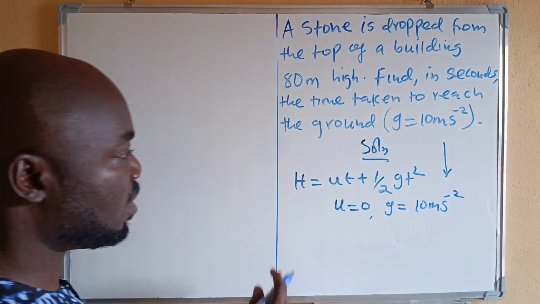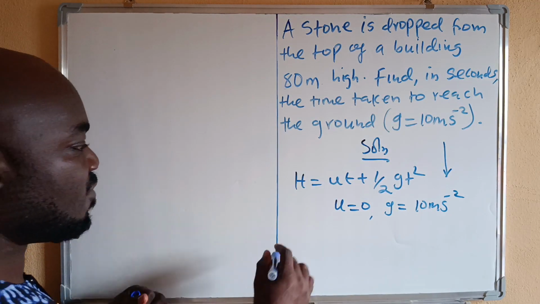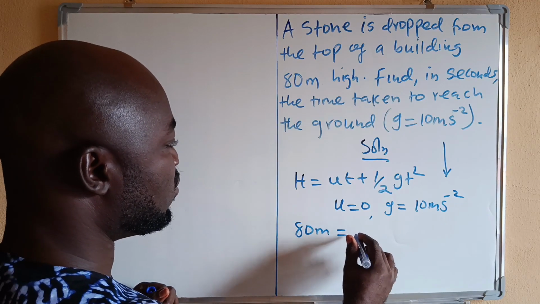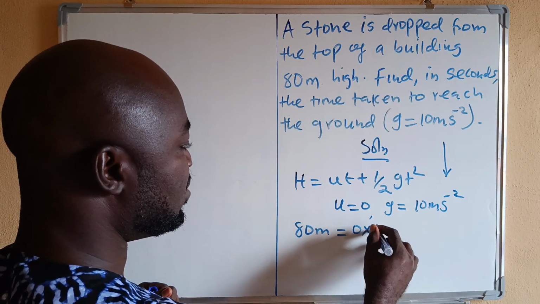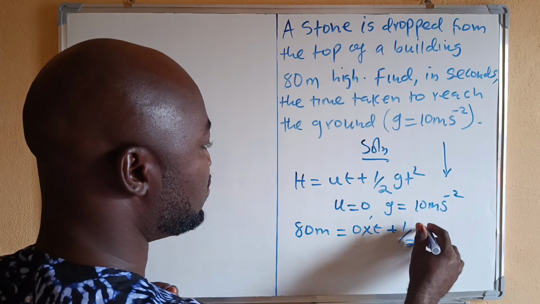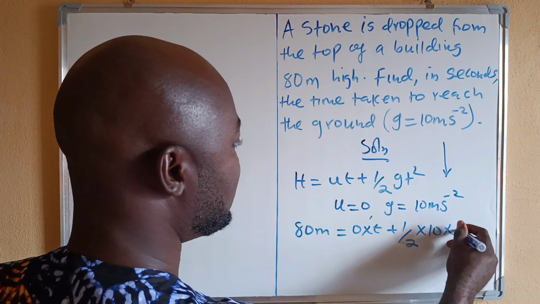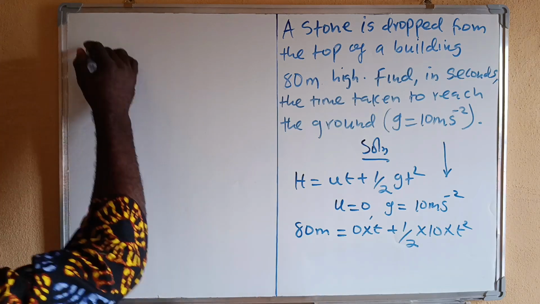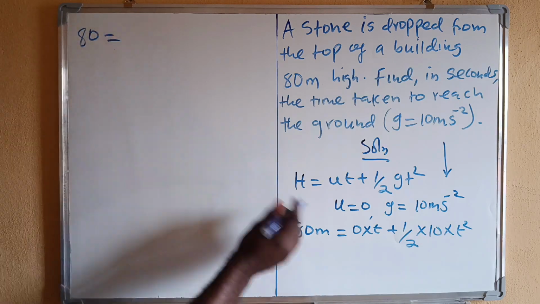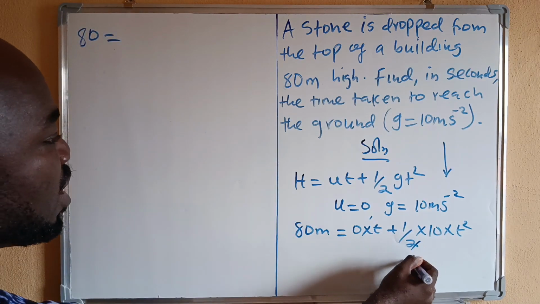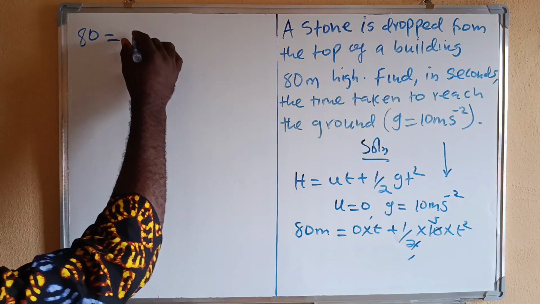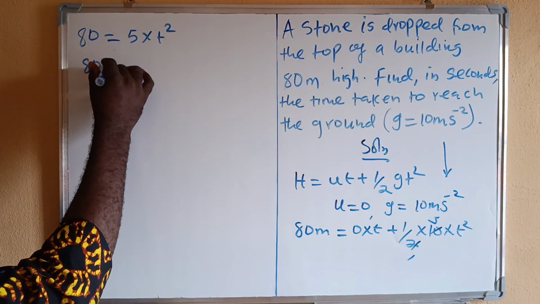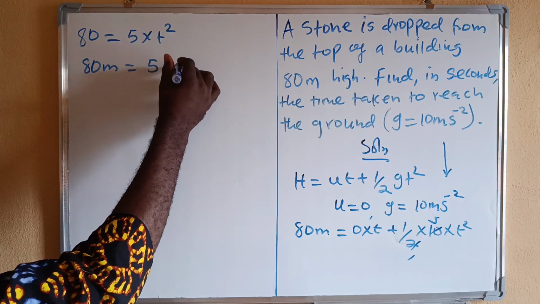second squared. If we substitute that into the equation, we have that the height is 80 meters. That is going to be 0 times t plus 1 over 2 times 10, times t squared. Of course, the first term is actually 0. So 2 goes into 10 five times, and I'll be having 5 times t squared. So my 80 meters will be 5t squared.